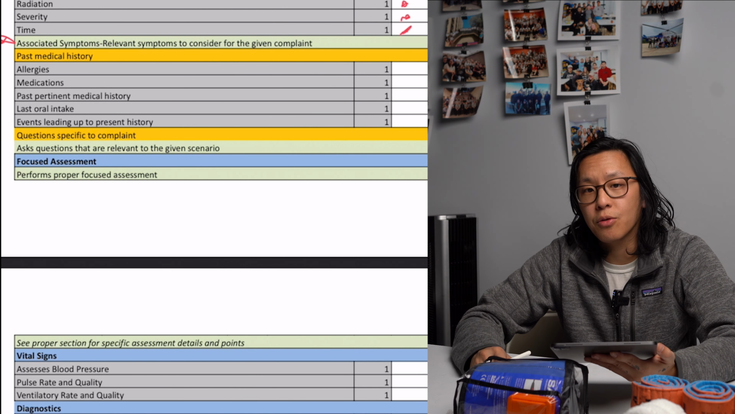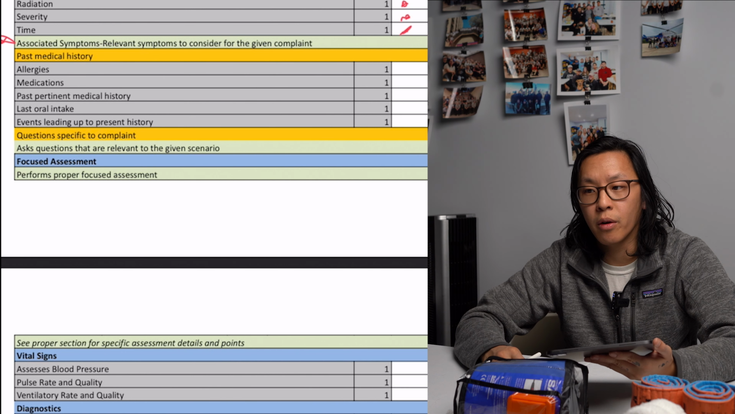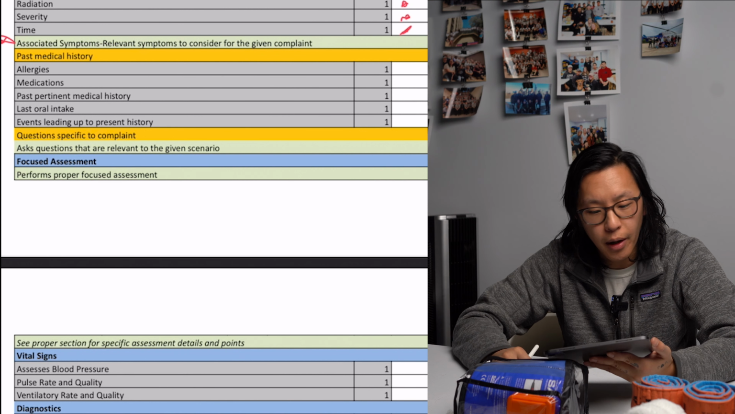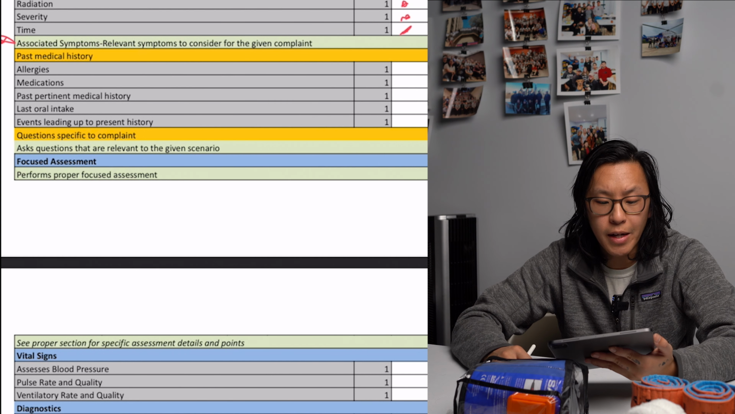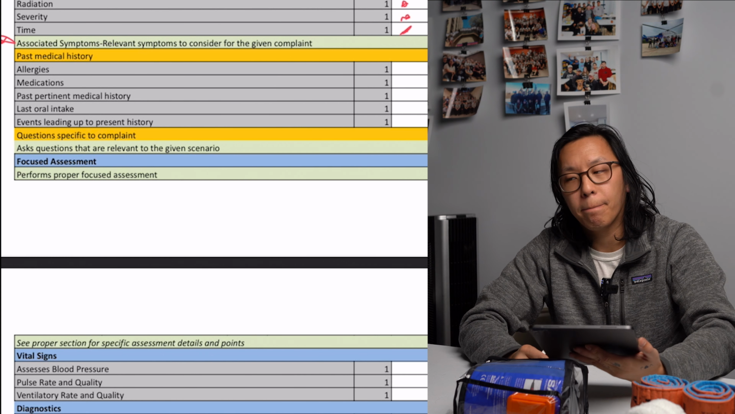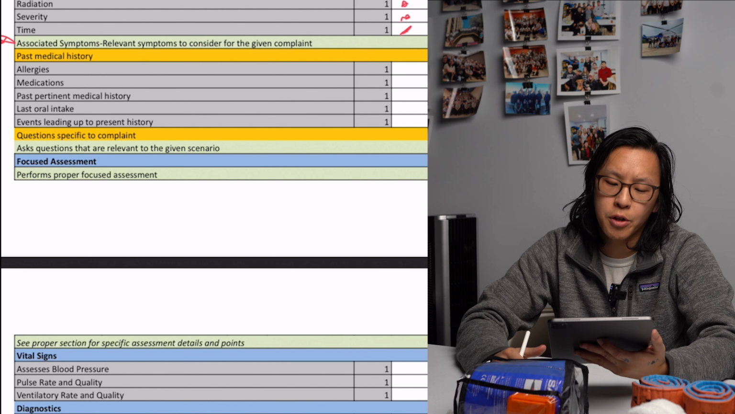The L is for last oral intake. What was the last thing you had to eat or drink? And that may be important for surgery purposes. That may be important for allergy purposes as well. The E stands for events leading up to current condition. And also important to identify what were they immediately doing prior to their chief complaint.